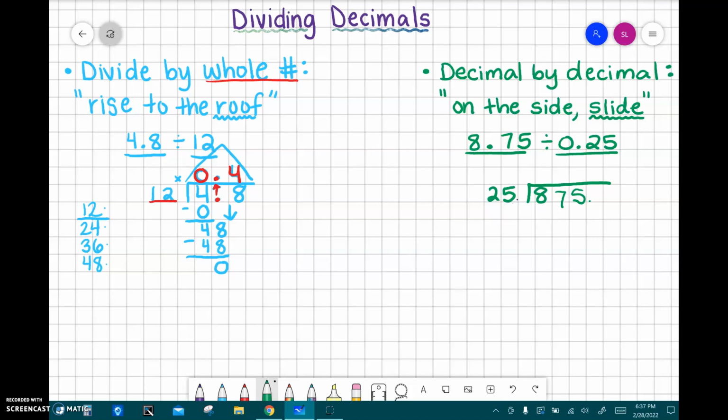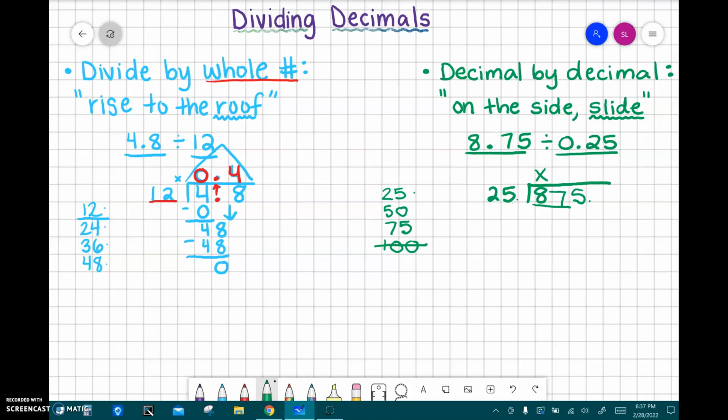So can 25 go into 8? No. Can 25 go into 87? We have to think, what do we know about quarters? Can I add or think of multiples of 25? What's 2 quarters? 50. Can I get closer to 87? What about 3 quarters? 75. How much is 4 quarters? 100 cents or $1? Nope, that's too high.